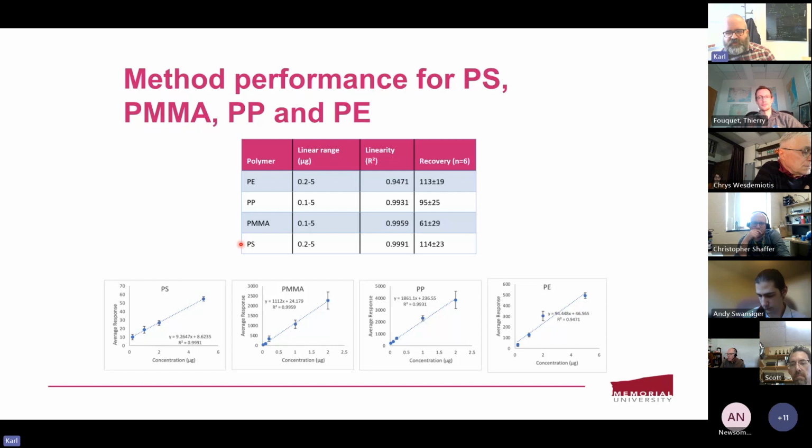As an analytical chemist, it's always good to do better, but at least we can say we can provide a rough estimate of the exposure and go from there. Okay, great, thank you.